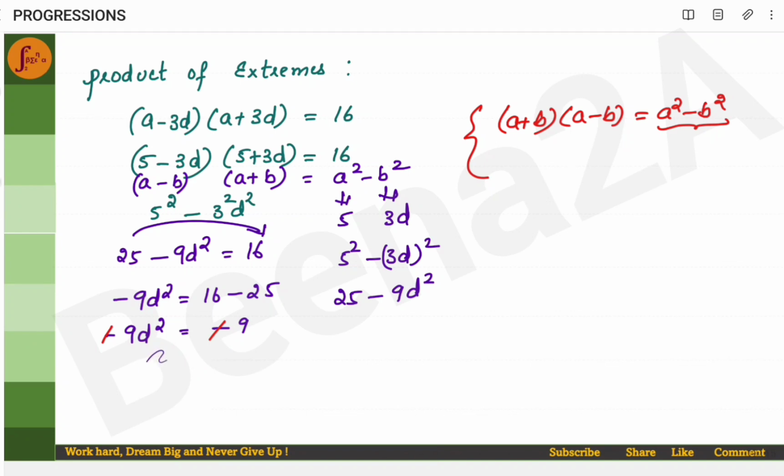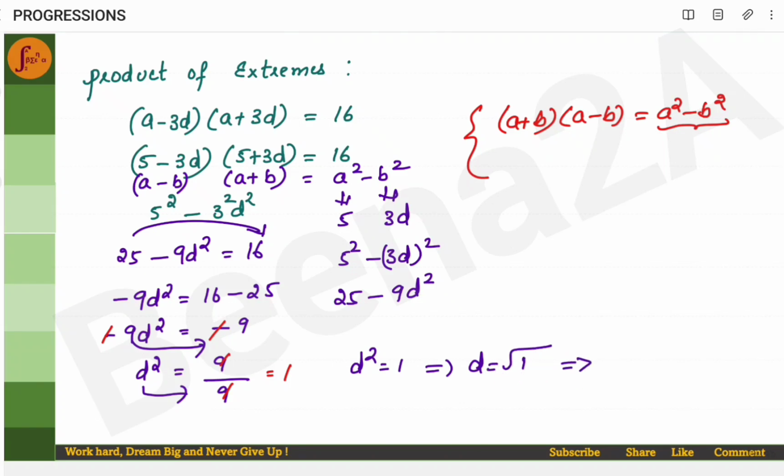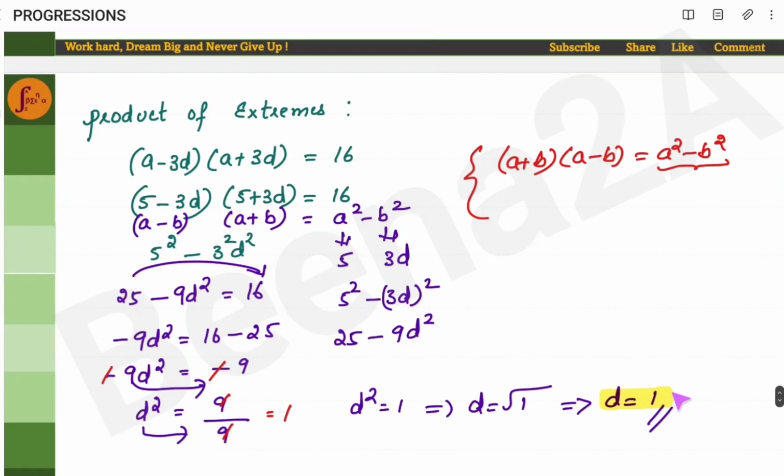So what I can do is, I'll take the 9 and bring it here. It's 9 into d square, so when I bring it here, it will become division. So it will become 9 by 9, and 9 by 9 is 1. d square is equal to 1, which means d is the square root of 1, which means d is equal to 1. Square root of 1 is 1. So we've got d as 1.